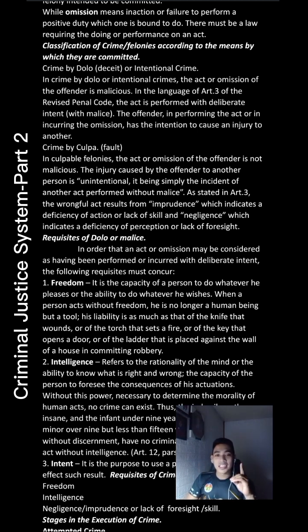First, the freedom. Second, intelligence. And number 3, it's the intent. FII: freedom, intelligence, and intent. If we say freedom, it is the capacity of a person to do whatever he pleases or the ability to do whatever he wishes. When a person acts without freedom, he is no longer a human being, but a tool.